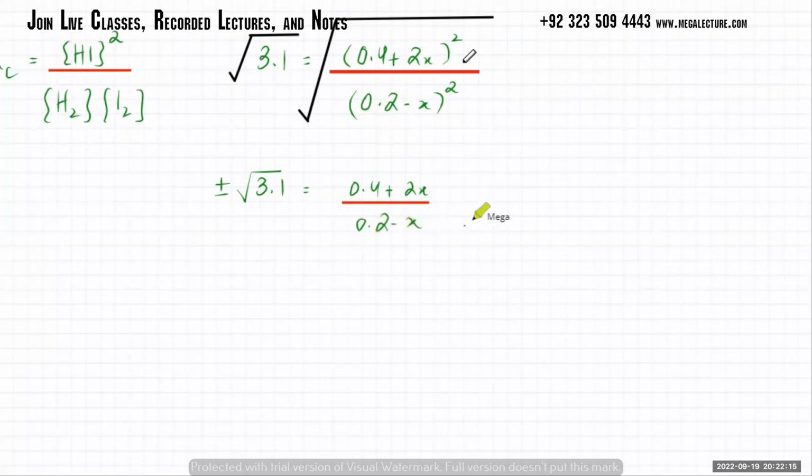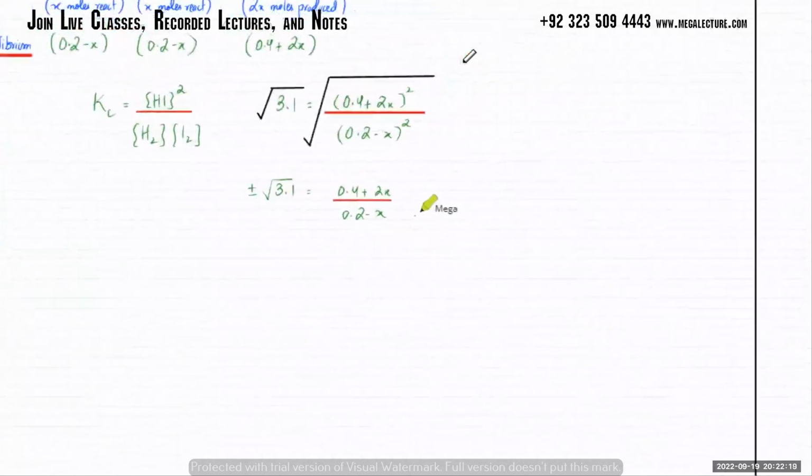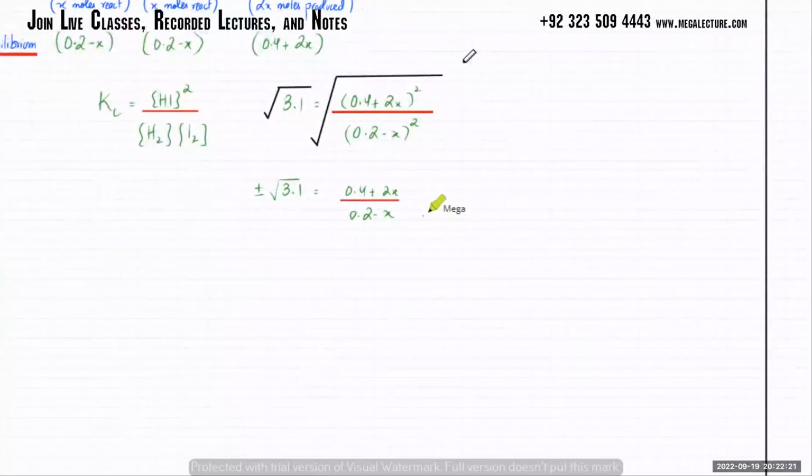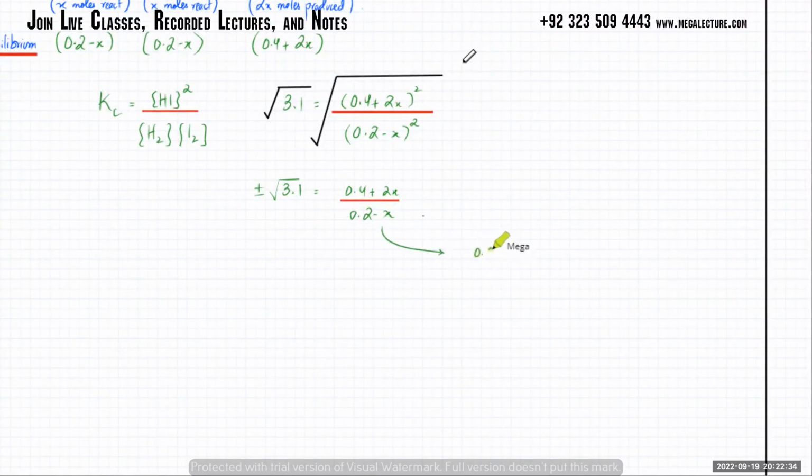Now we're going to solve it twice. One with plus 3.1 under root and the other with minus. So I'm going to get two values because it's a quadratic equation. The first time I'm going to solve it with plus 3.1 under root. So that's going to give me 0.2 times 3.1 under root, and minus x goes over there. So it's minus x times 3.1 under root.